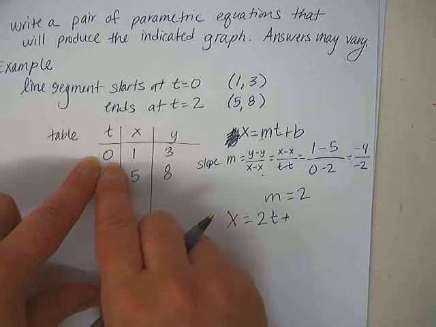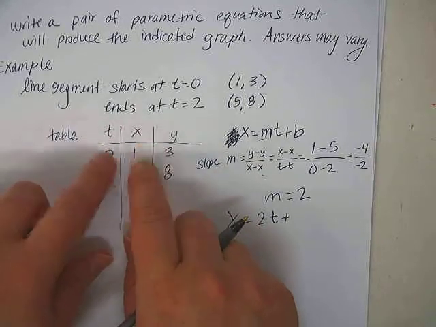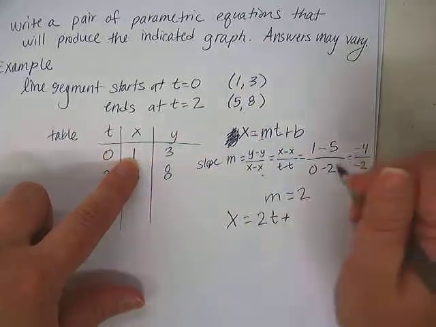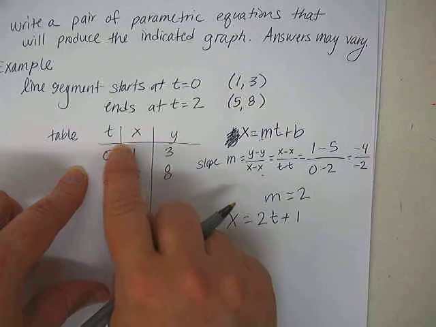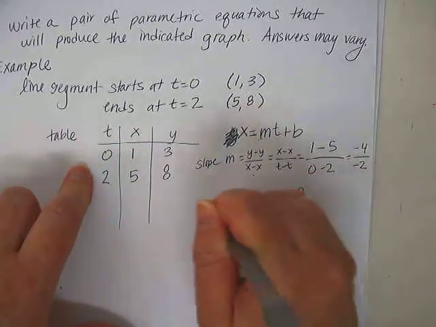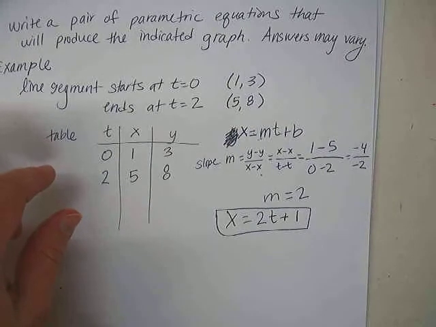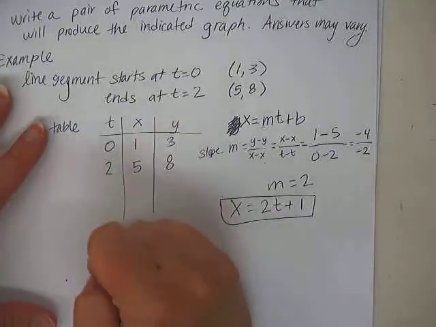Now the y-intercept is always where x equals 0. Well, in this case, t is our x. So it's where t equals 0. What's the starting point for x? What's the starting point for this equation? 1. So the y-intercept is 1, and that came from those two numbers right there. So there is one of our parametric equations.